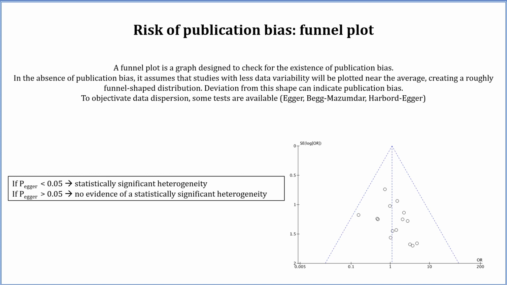So it's important in systematic reviews that the risk of publication bias is objectivated using the funnel plot and the Egger test.